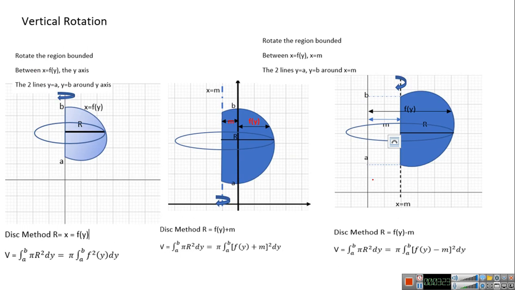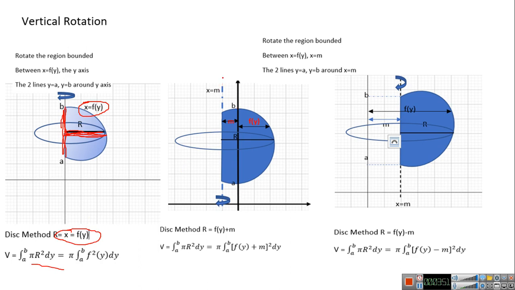Here you have vertical rotation. As you can see, you're rotating across a vertical line. So in this case you must have x equal f of y. Since the boundary is the y-axis, it's a disk, but it is vertical. So this is the radius. From here till here, it's x, which is f of y. So similarly, we do pi r square.